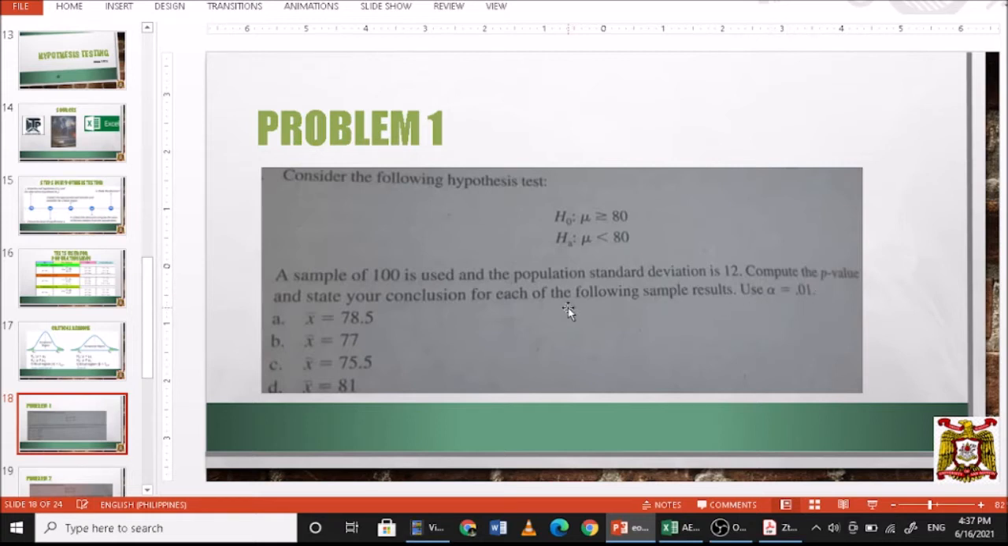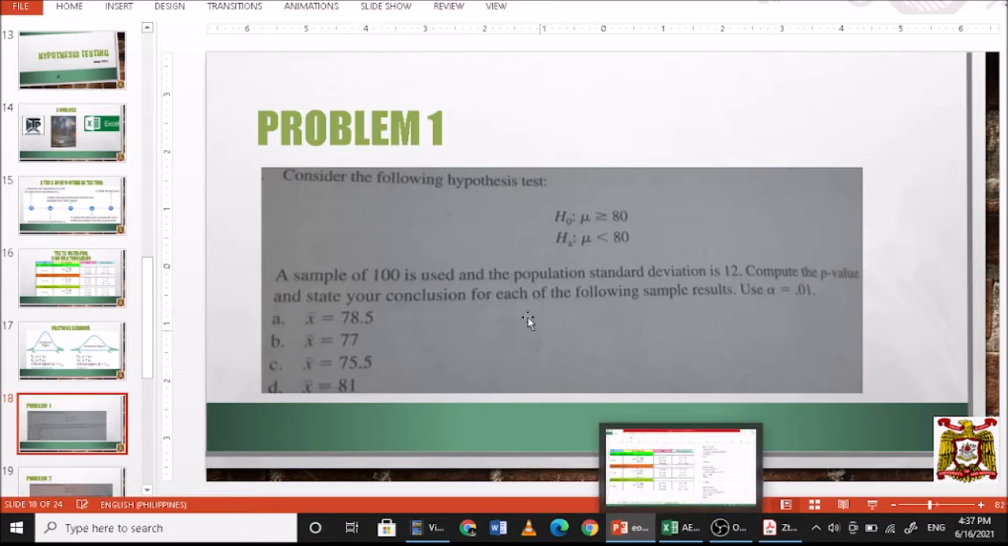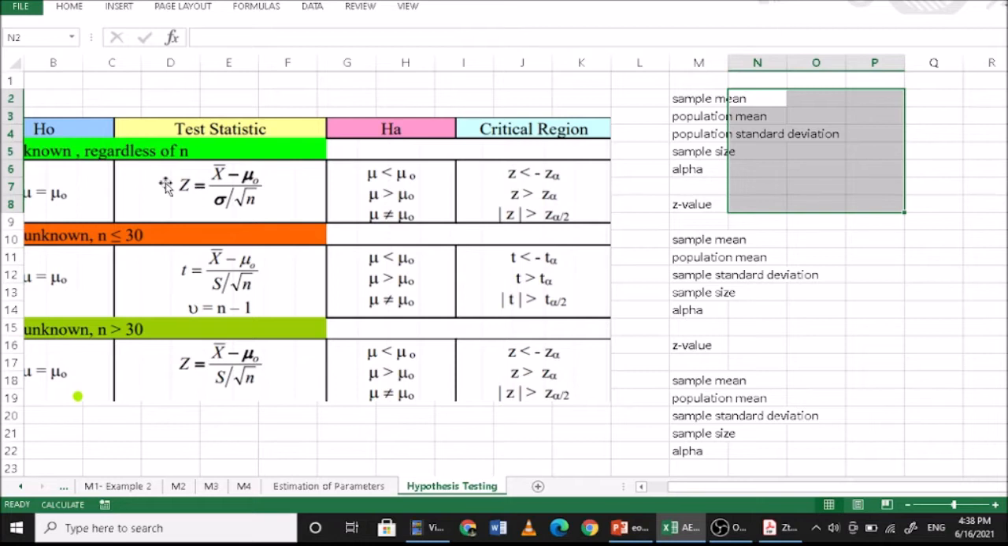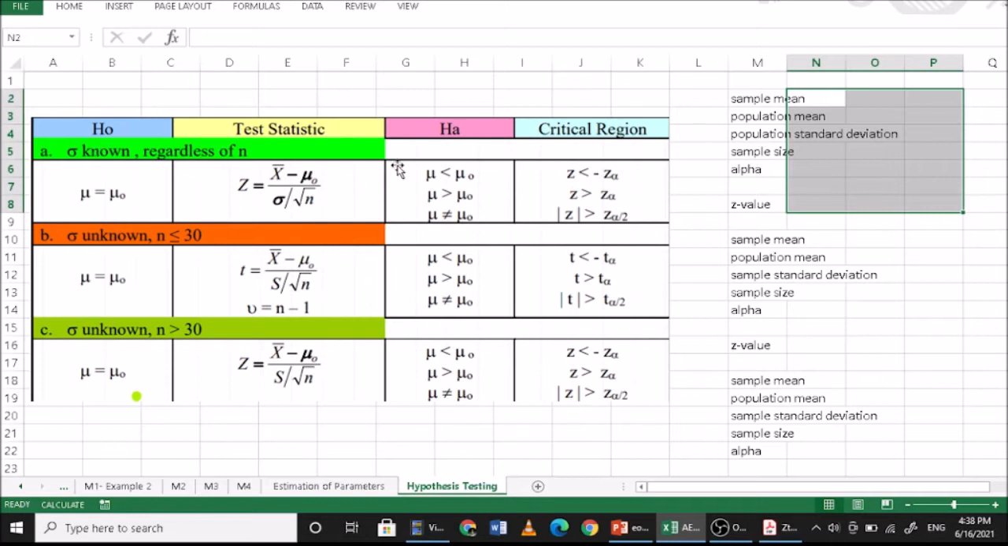So we now choose your test statistic. Since the population standard deviation is known and the sample is 100 and this is less than, we use your first test statistic because the sigma is known. And our critical region is now z less than negative z alpha. So the alpha to use is 0.01.